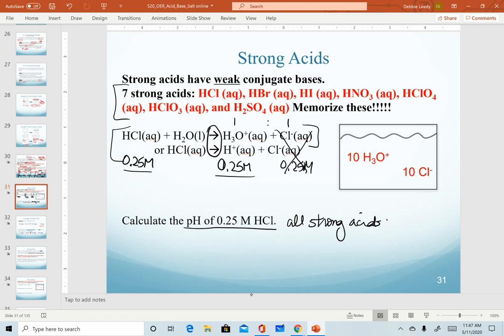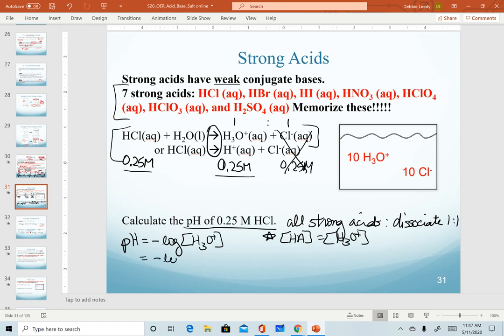Key thing to notice, for all of our strong acids, even with the diatomic sulfuric acid, all of our strong acids will dissociate in a 1-to-1 ratio, meaning the original concentration of my acid, we can use HA to represent any monoprotic acid, will always equal the concentration of my hydronium. So when I go to calculate pH, that's going to be the equation negative log of concentration of hydronium. Well, I can use this information to figure out that this is going to be the negative log of 0.25.